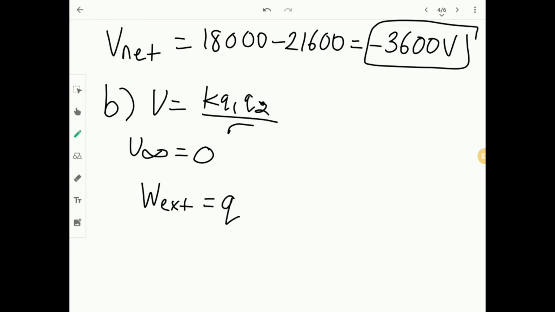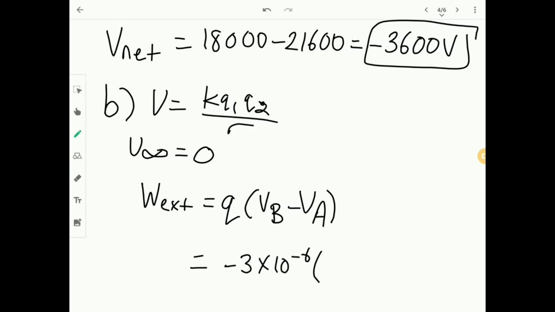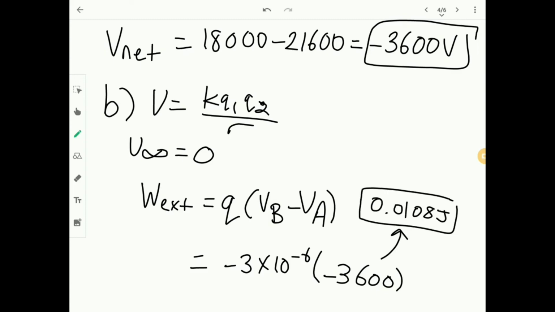It is equal to Q times VB minus VA, right? Since we're talking about potentials here, we have to do Q, which is minus 3 times 10 to the minus 6, into minus 3,600, which gives us an answer of 0.0108 joules. So it's going to take a very small amount of energy to bring it from infinity to point P.